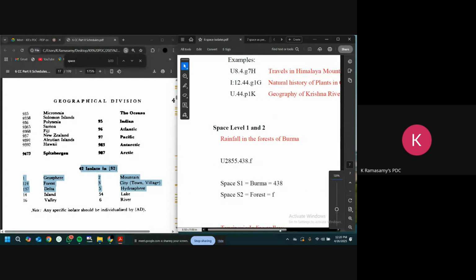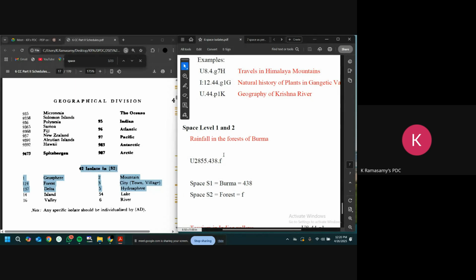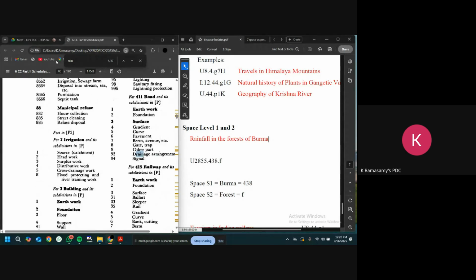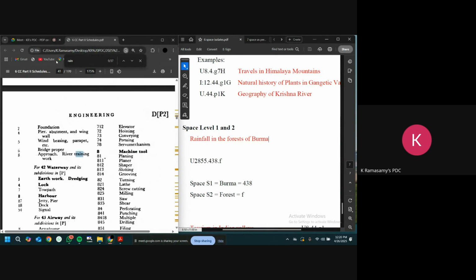Yes. See here, there is a title called Rainfall in the Forest of Burma. It has three concepts: one is rainfall, another is forest, another is Burma. Rainfall is a concept, a subject. So I want to know what is the number for rainfall. I just go and find out the number for rainfall. Let me try rainfall.